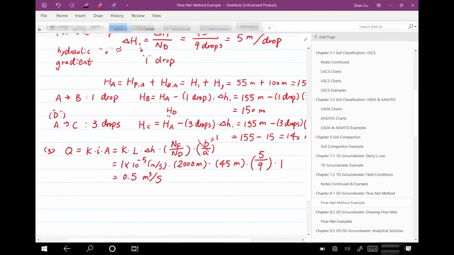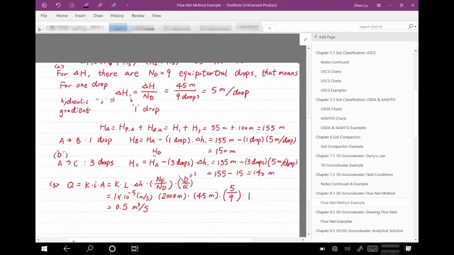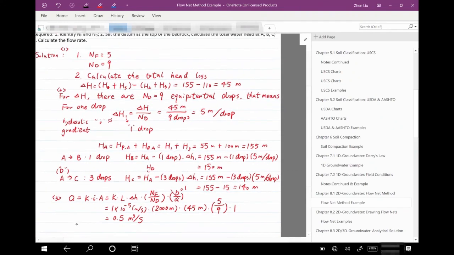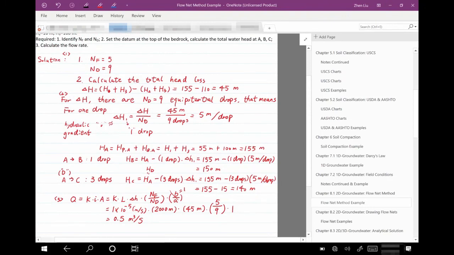So this is how to use a flow net to solve problems. You can see that we are still trying to figure out basically two things. One thing is the water head at any point inside the soil layer. We need to know how to do that. Second is how to calculate the flow rate or the velocity. And for the 2D case, we cannot get a velocity, but we can get the flow rate.